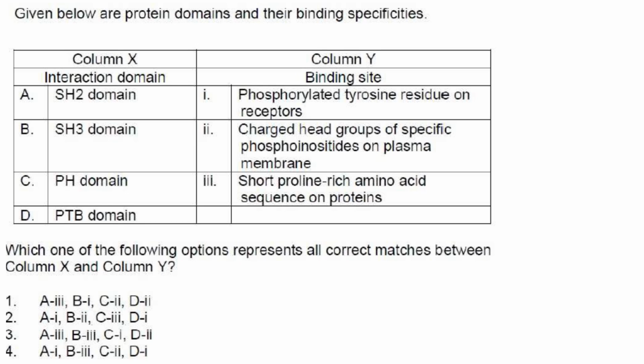Now given below are protein domains and their binding specificities. SH2 domain, phosphorylated tyrosine residue on receptors. SH3 domain, short proline rich amino acid sequence on proteins. PH domain, charged head groups of specific phosphoinositides on plasma membrane. PTB domain, it is phosphorylated tyrosine residue on receptors. So the answer here is option 4, A1, B3, C2, D1.